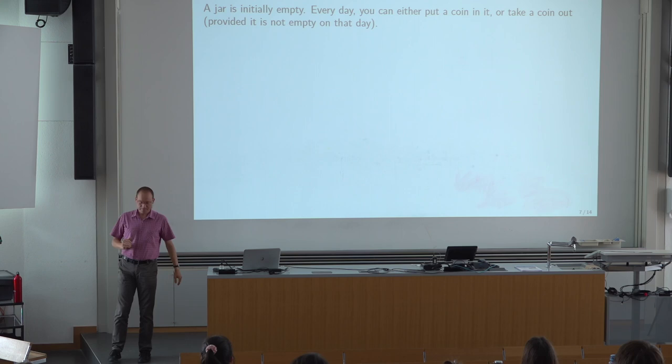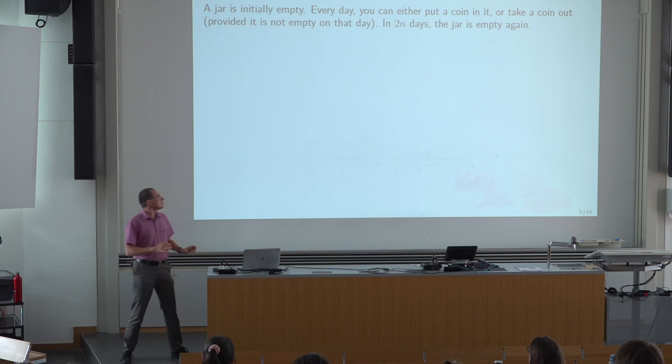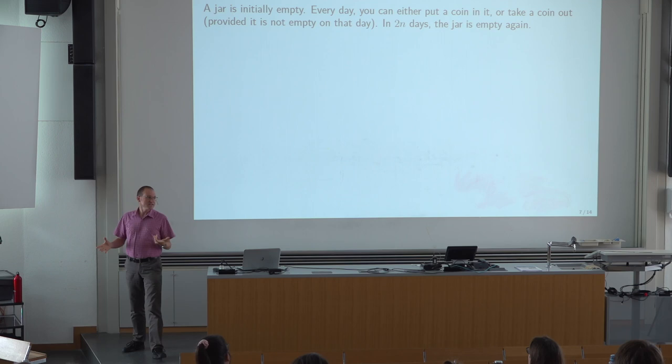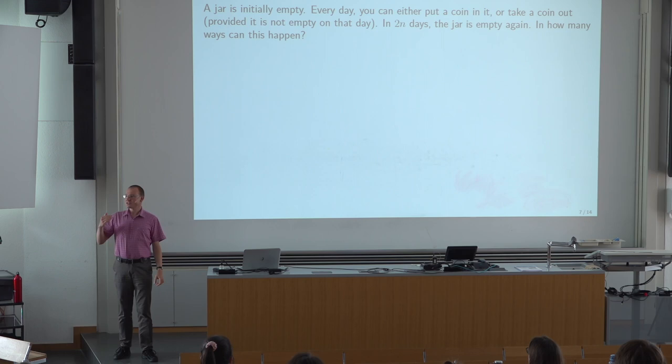A jar is initially empty. Every day, you can either put a coin in it, or if there are some coins in the jar, you can take a coin out. You choose. In 2n days, the jar is empty again. In order for the jar to be empty again, it takes an even number of days, because whatever you put in, you have to take out. How many ways are there to do that? How many ways are there to have the jar empty again in 2n days?